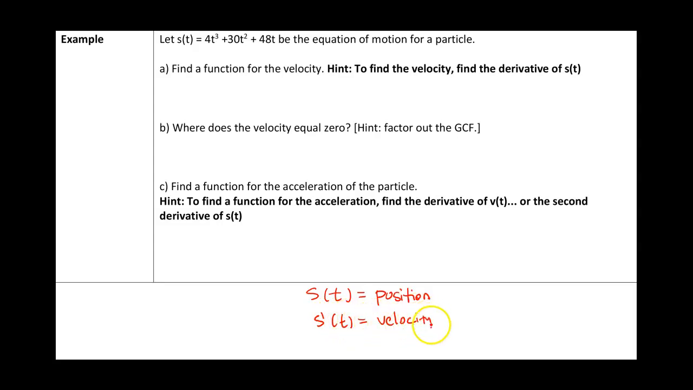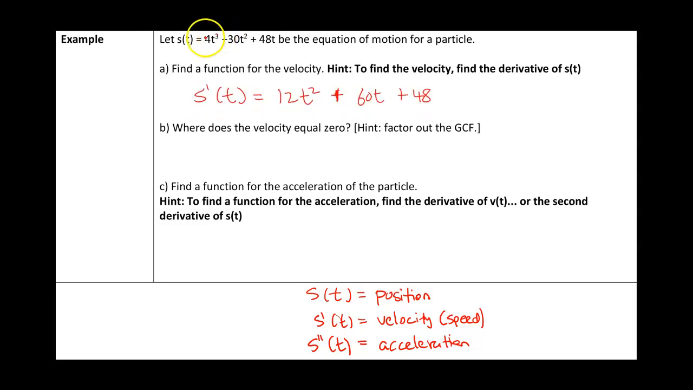The velocity is how fast this particle is moving. If you take the second derivative of S of t, or the first derivative of S prime of t, this gives you the acceleration. Acceleration is like, you might be going 50 miles an hour, but at that time, are you slowing down or are you speeding up? That'll be the acceleration. So to find the velocity, we take the first derivative.